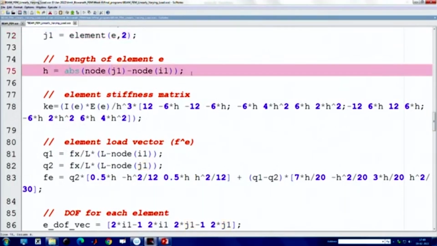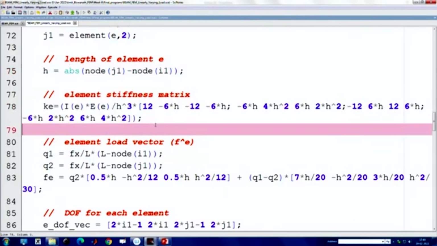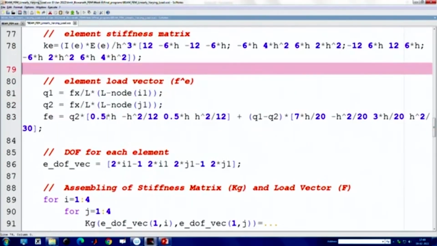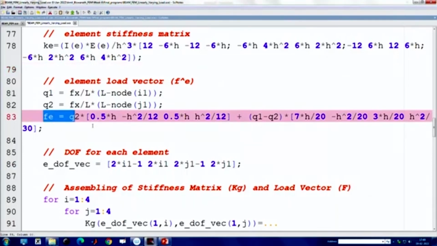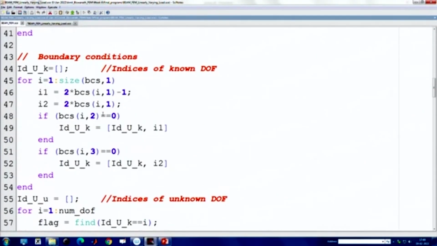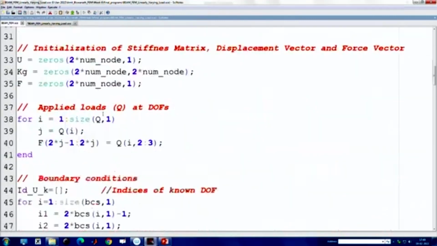So this is the length of each element, then this is the element stiffness matrix. Then this is the element load vector. We know that this is the element load vector we have.